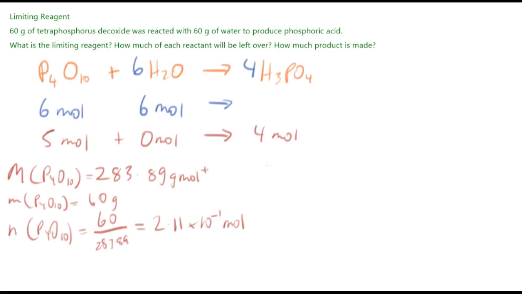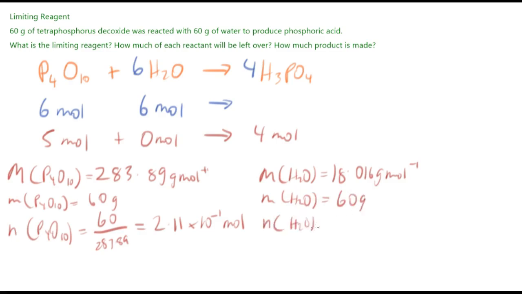Let's figure out how much water we have. So we know that the molar mass of water is 18.016 grams per mole, and we have 60 grams of it, 60 grams of water. So our number of moles of water is just 60 over 18.016, which should give us around about 3.33 moles.